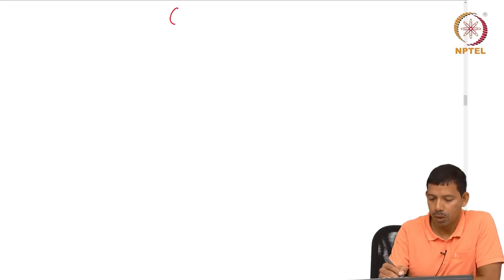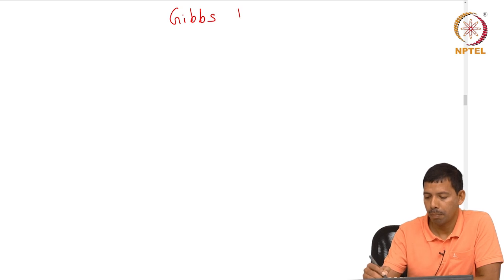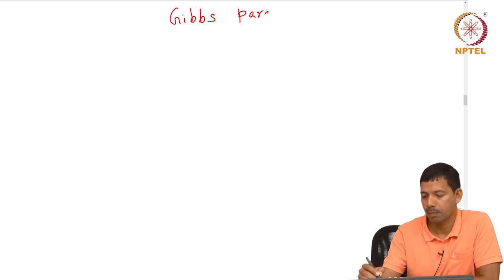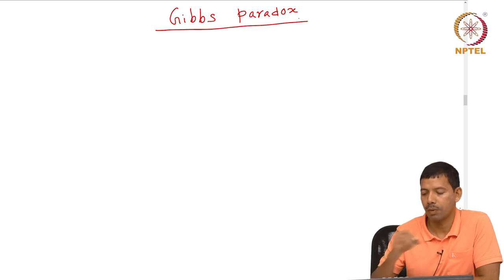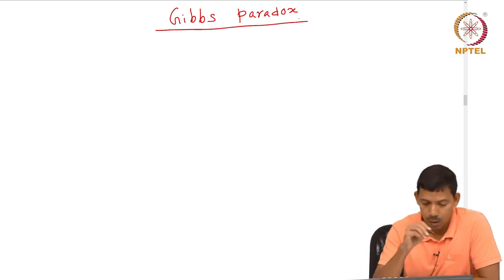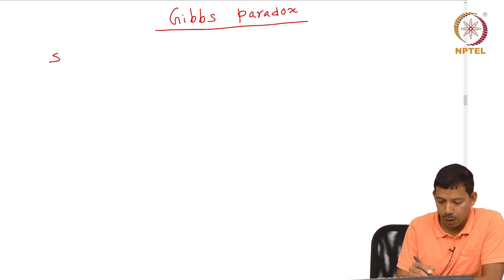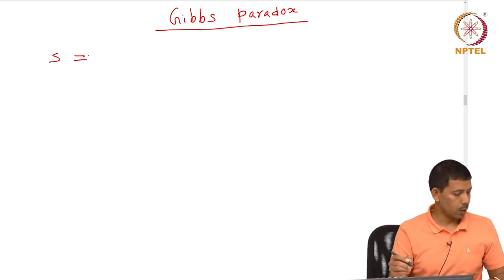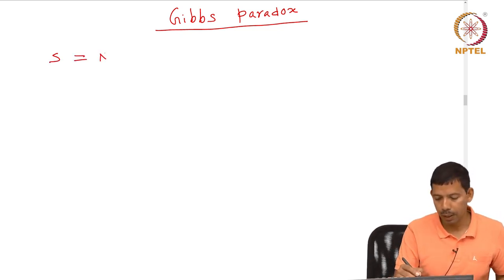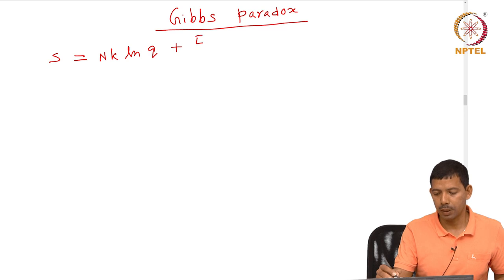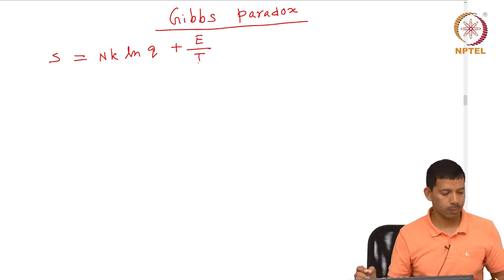The topic I'll be talking about is called the Gibbs paradox. This is very important in statistical thermodynamics. So we got entropy is equal to nk ln q plus E by T. This we got before.